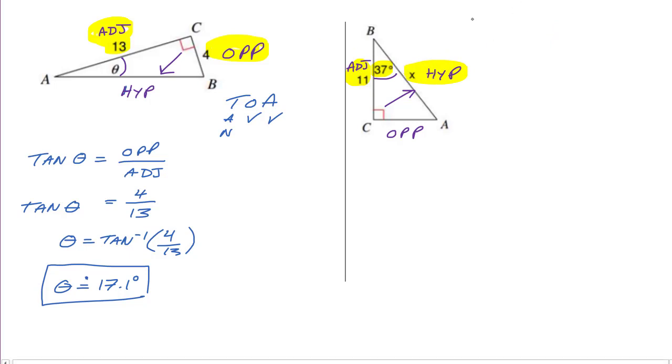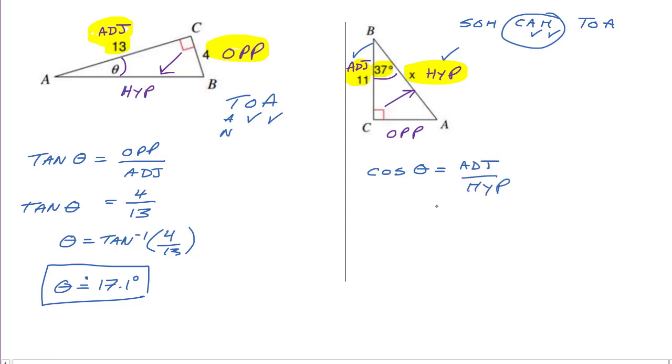So again, when you're doing this, just write it down at the top of your page, right? SO, CA, TOA. All right, so I'm looking for the one that uses adjacent and hypotenuse. Adjacent, hypotenuse, that would be cos. All right, so here we go. Cos of an angle equals adjacent over hypotenuse. Okay, so set it up this way, or if you prefer to just use x, y, and r, it's the same thing.